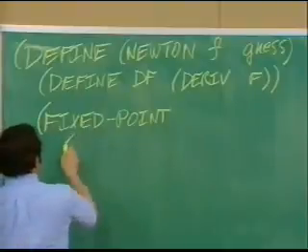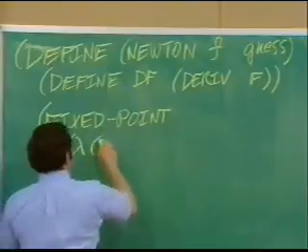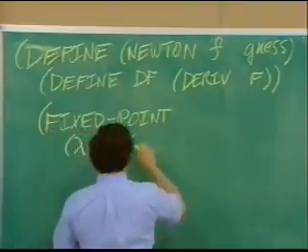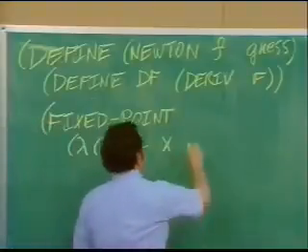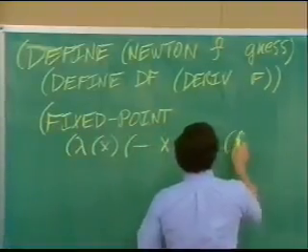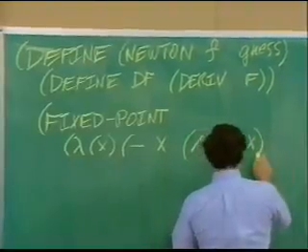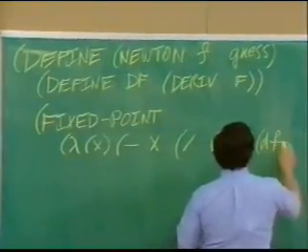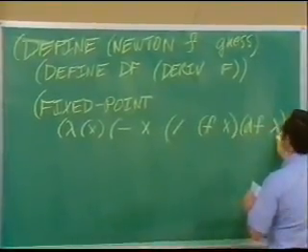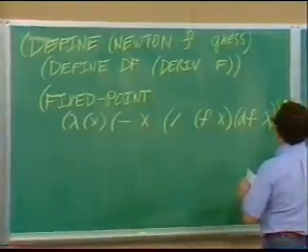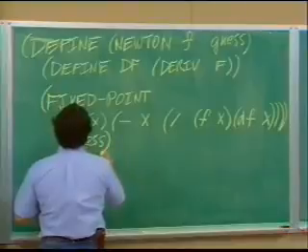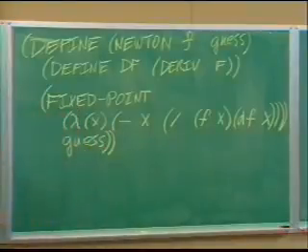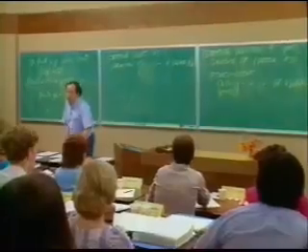What is the fixed point I'm looking for? It's the one for that procedure of one argument x, which I compute by subtracting x, that's the yn here. The quotient of f of x and df of x. Starting out with the original guess. That's all very simple. Now I have one part left that I haven't written.